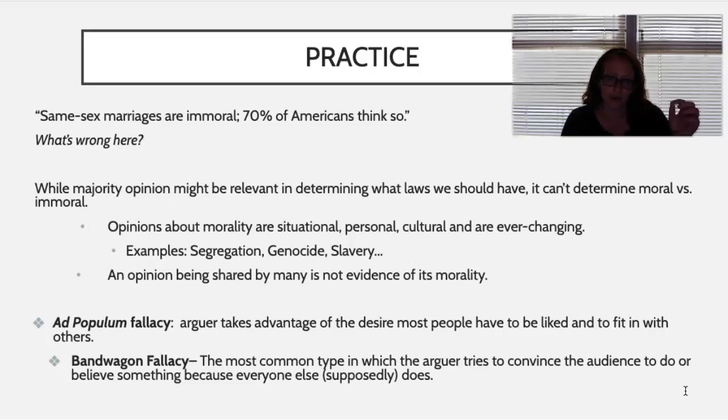And when we're thinking about using numbers this way to try to prove something, it's called the ad populum fallacy, where you're taking advantage of people's desire to be liked and to fit in and to not go against the grain. And that feeling that, well, if 70% of people believe this, there must be something wrong with me. I must have missed something. They must know something that I don't. The instinct that you're going to question yourself in the face of so many other people thinking or believing something.